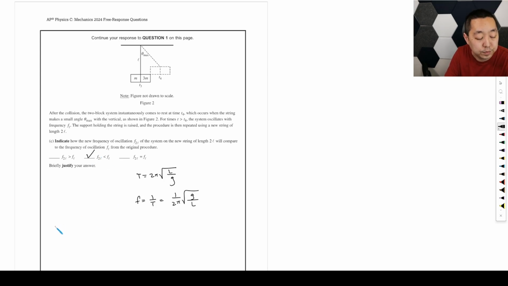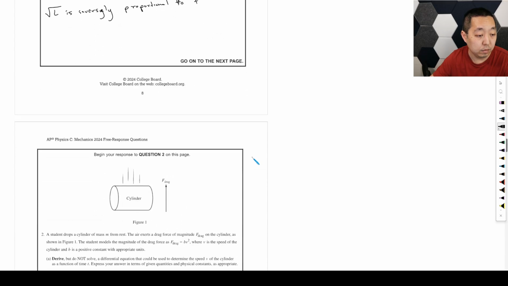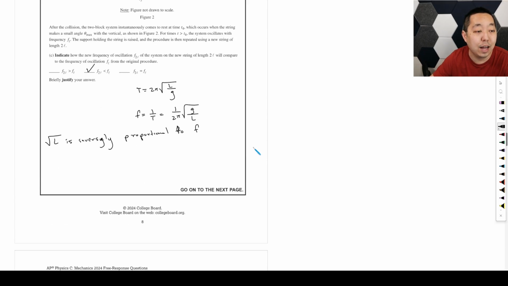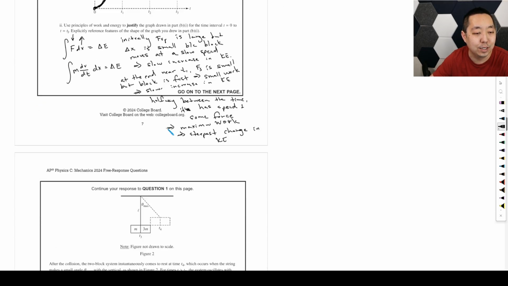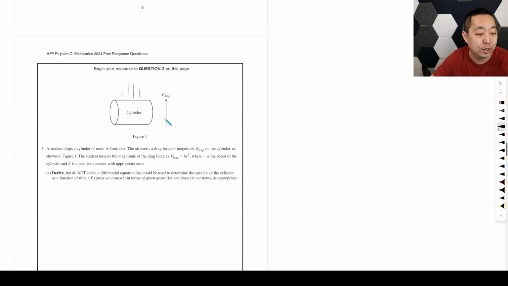And that's because L is inversely proportional to f squared. Technically, it's not inversely proportional. Or you could say the square root of L is inversely proportional to f. And that would probably be a sufficient justification for that. Okay, that was a lot for 3 parts, and that's because this one probably took up a lot of time, and it did take up a lot of time for myself.